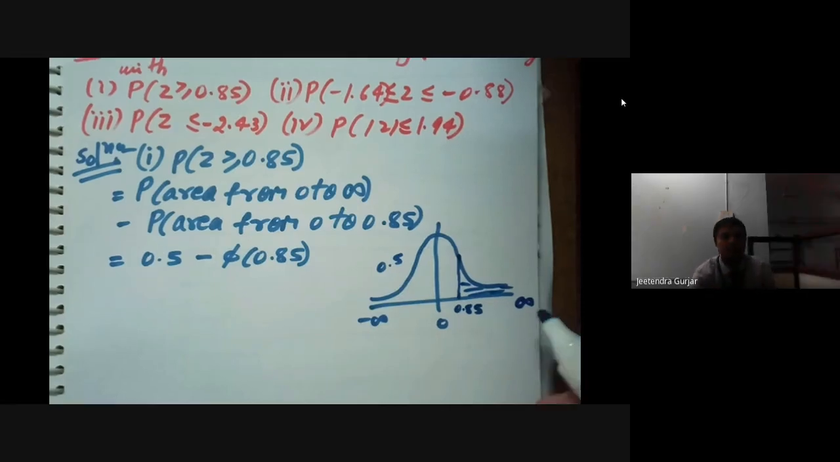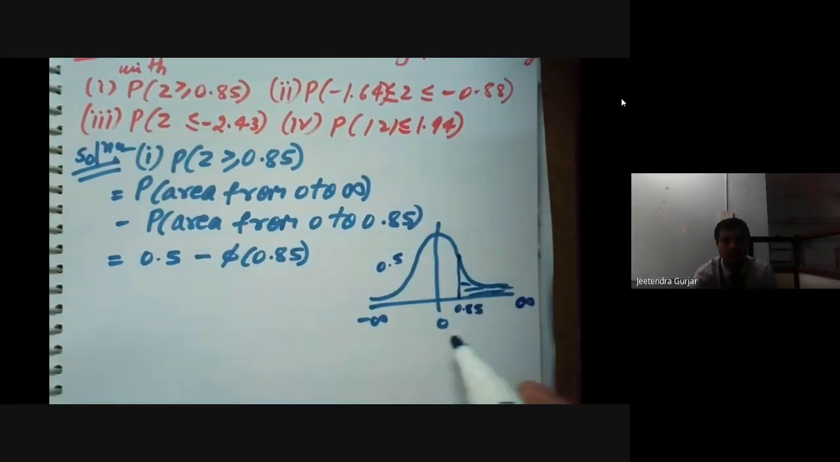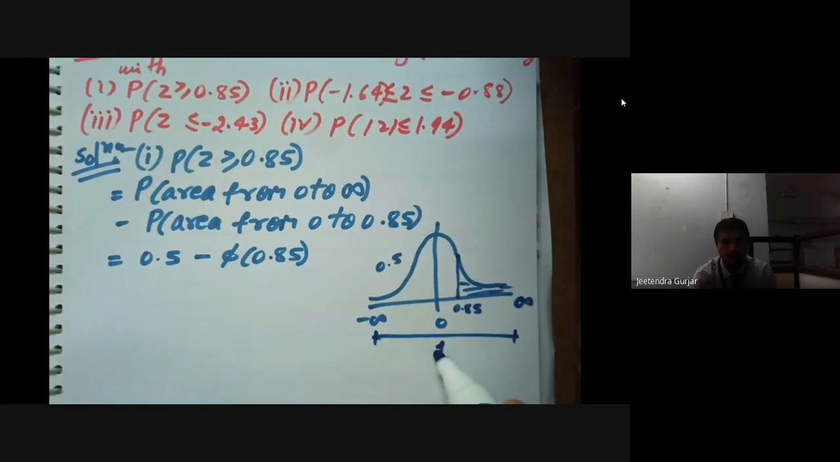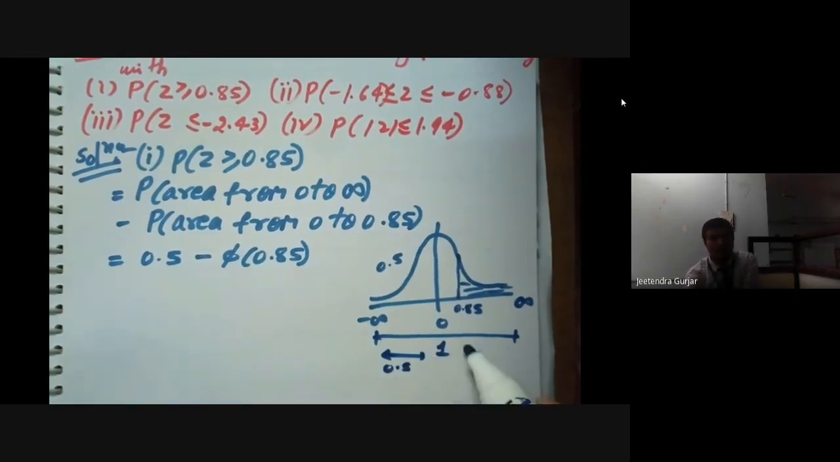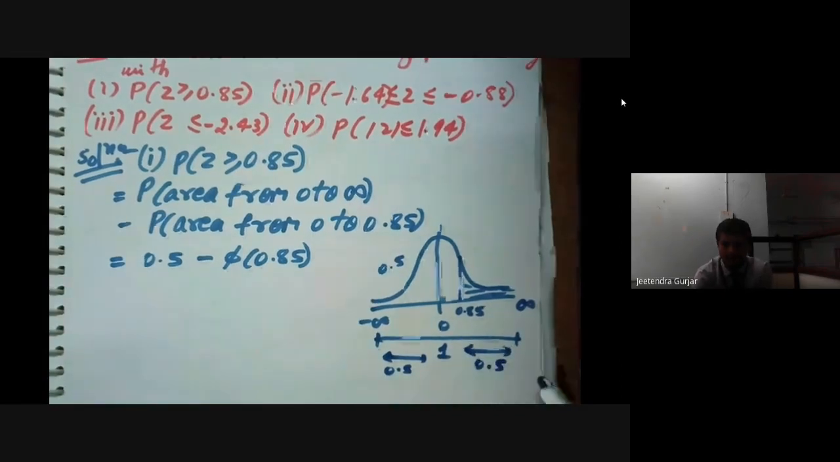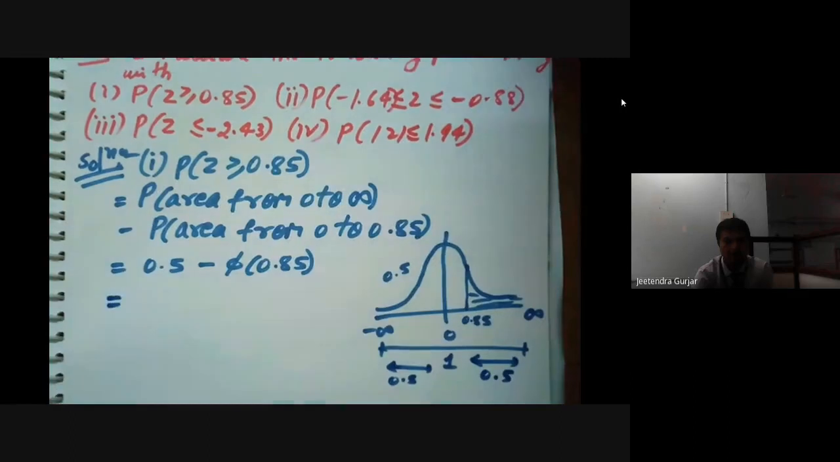So I'm going to take this. To find the full complete area, I have taken here half will be 0.5, so this full will become 1. Please remember 0.5 plus 0.5 will be 1. So when I take any area between 0 and infinity, you should remember it is 0.5.